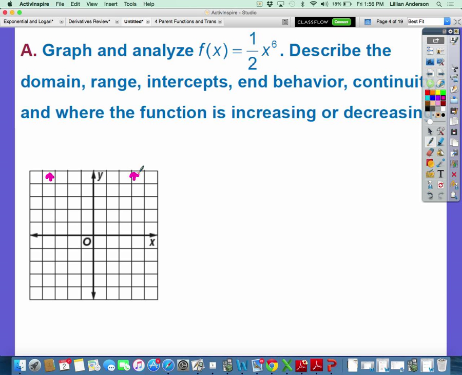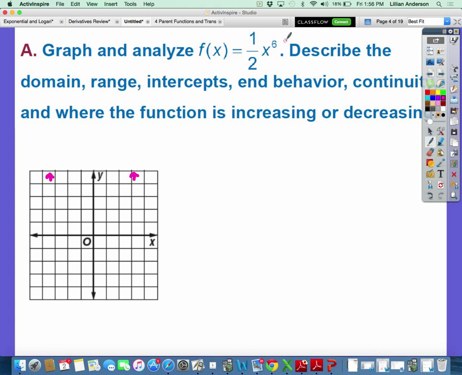How did you know? Because all your power functions are continuous along the entire interval, even when the exponent is odd.